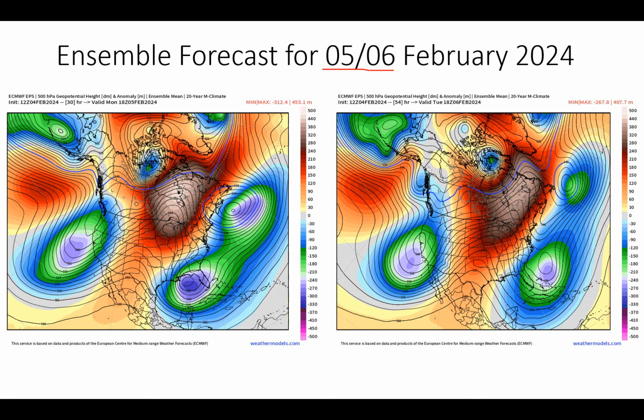What I'm showing you here with these charts are the height anomalies at 500 millibars, or 18,000 feet above the ground. Whenever you see the green coloring and the purple coloring, this is associated with troughs. Whenever you see the brown and the white coloring, the maroon coloring, that's associated with ridges.